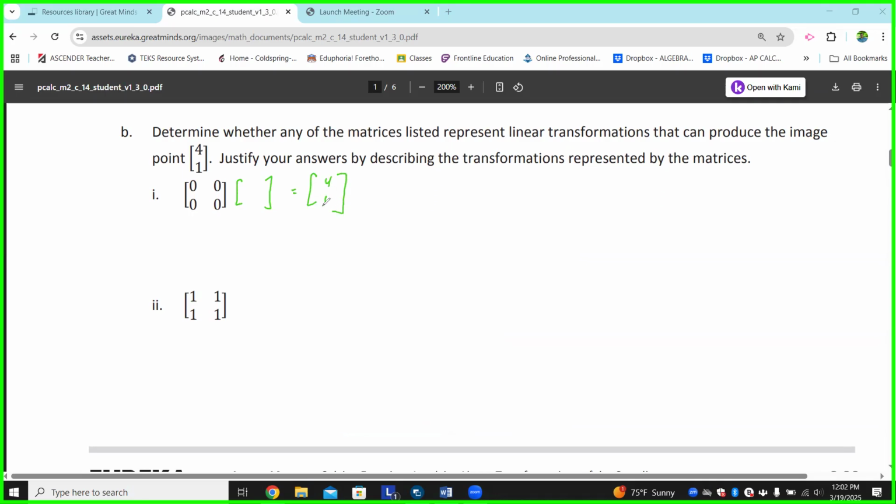If you might be stumped right now, let's just talk about number one. What can you multiply by the zero matrix to produce 4, 1? Nothing. It cannot be done. What's going to happen when you multiply it by a zero matrix? It's going to compress whatever the coordinate is back to its origin, which is 0, 0.